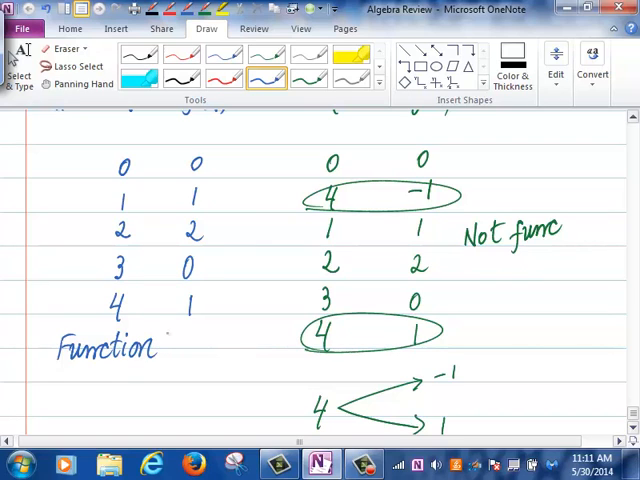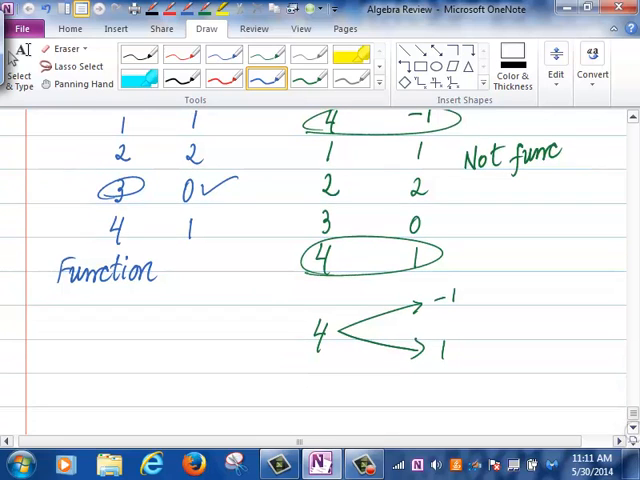Everybody's okay with that? Notice that I said every input leads to exactly one output. However, one single output may correspond to two different inputs, right? Notice that I have 0 here, 0 here, right? So the same output corresponds to two different inputs, right? That's valid. All I'm saying is, one input leads to exactly one output, but one output may correspond to two different inputs. Okay. So let me write that, emphasize that again.